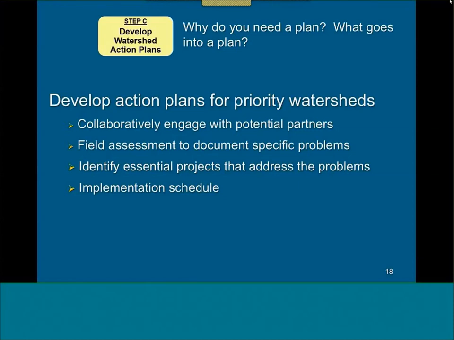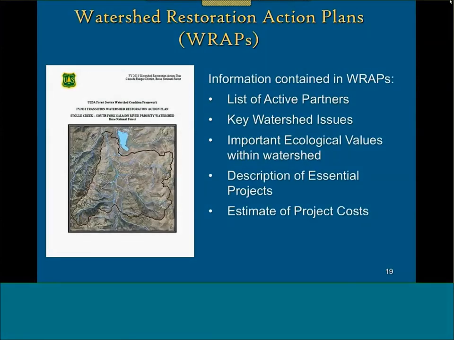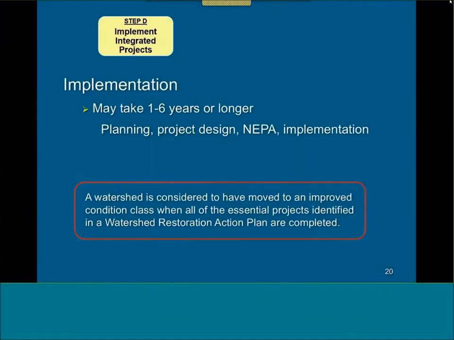So what goes into a RAP? The list of partners, the key watershed issues, the important ecological values, and then a really important thing is how much this is going to cost to help improve this watershed. Step D of the Watershed Condition Framework is to implement the projects in the RAP.